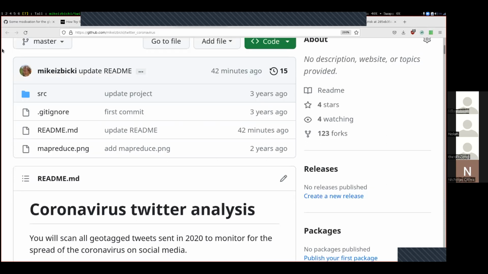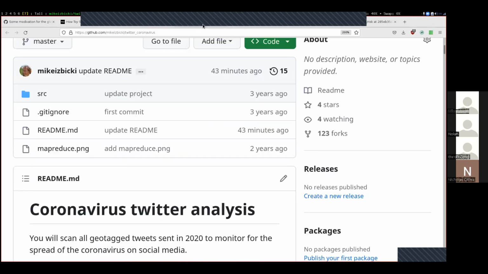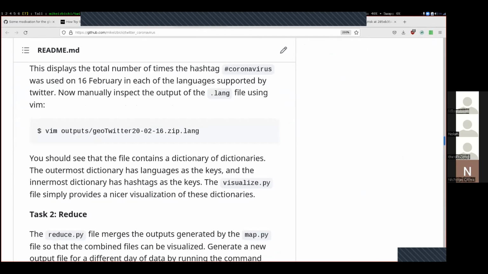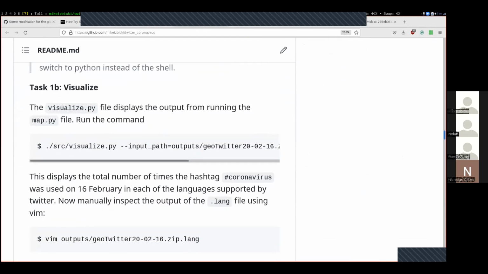Where did I? There it is. But so in the background tasks, just running this, eventually later you will be modifying it.